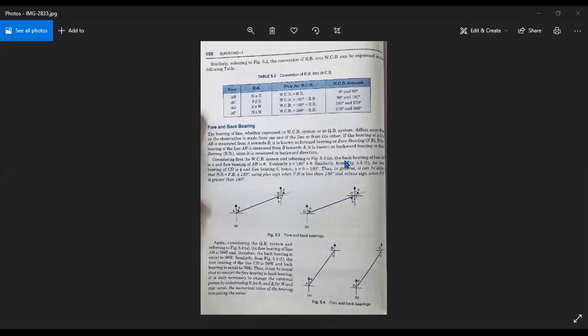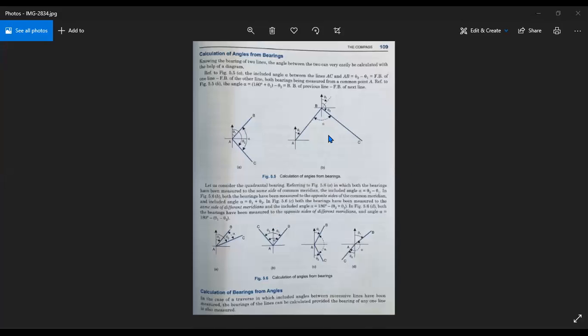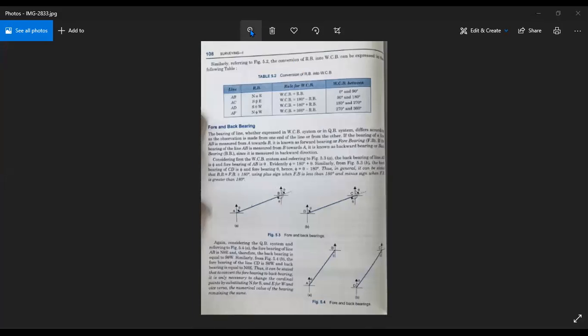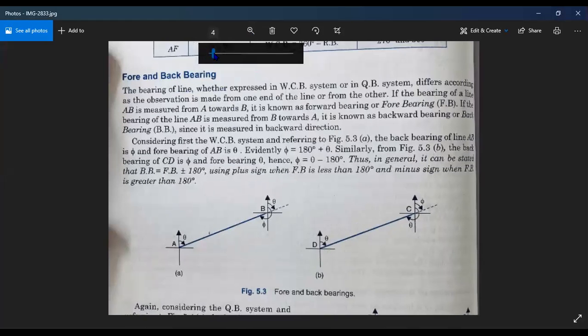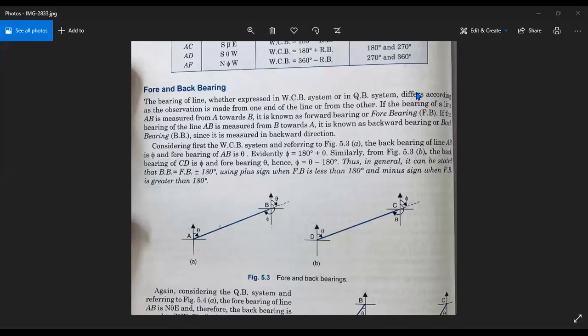Okay, so in the previous class we had studied about the meridians: true meridian, magnetic meridian and the arbitrary meridian. Today we'll study about how to take the bearings with respect to the meridians. See here on your screen, is it visible? Fore bearing and back bearing. So we'll study about fore and back bearing today.